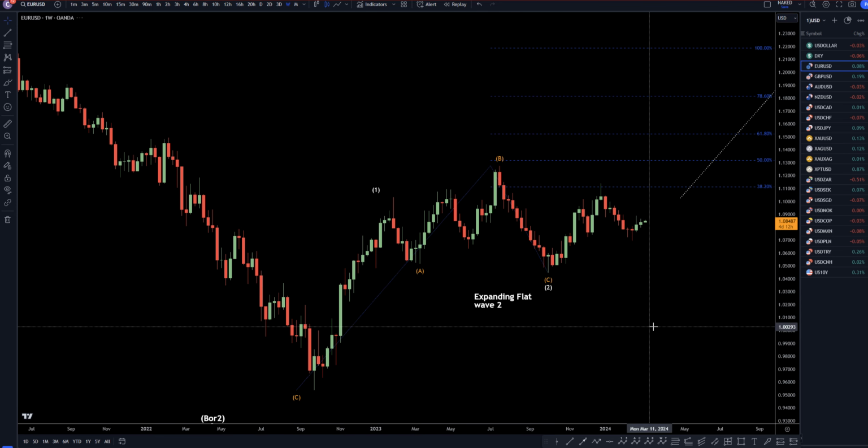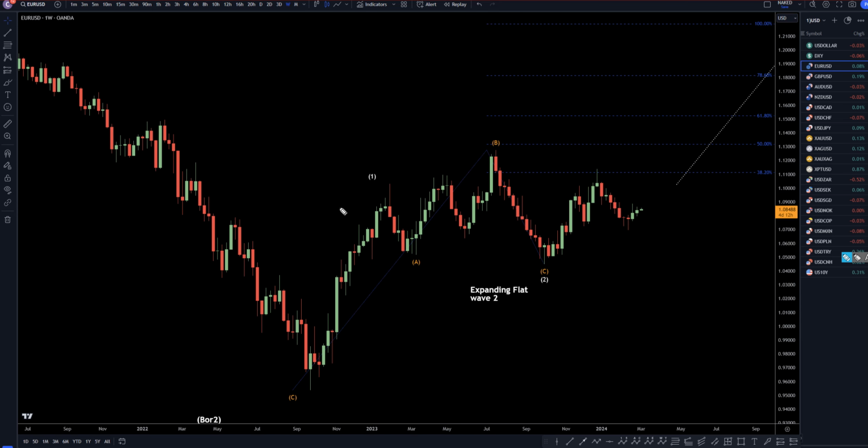So taking it down to the weekly time frame, I still think that this first push up is a 1. I still think this is an expanding flat wave 2. Definitely looks like it because it has a higher high wave B and a lower low wave C. I think it's very clearly an expanding flat wave 2.